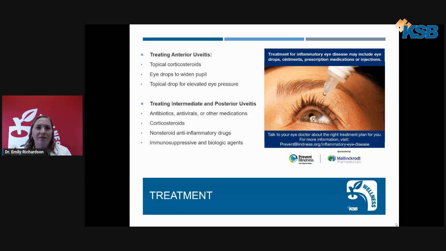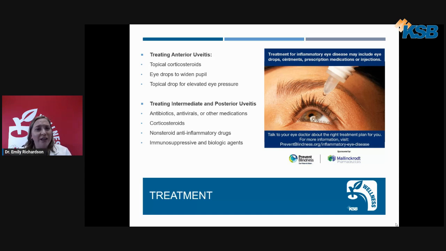How do we treat inflammation in the eye? So when we talk about inflammation that affects the front of the eye, the main thing we think about is drops. So steroids or corticosteroids in a drop form that can be used as an eye drop to reduce the inflammation on the front of the eye is one of the main treatments.